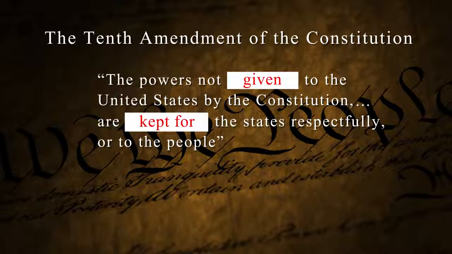Now, if you read that with the definitions put in there, it says this: the power is not given to the United States by the Constitution, are kept for the states respectively or the people. The power is not given to the federal government, to the Congress. Who's it reserved for? Who's it kept back for? For the states and for the people. That's powerful. That's a concept that we're not living right now, and therefore having some challenges with our freedom.